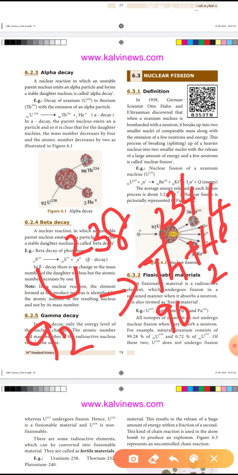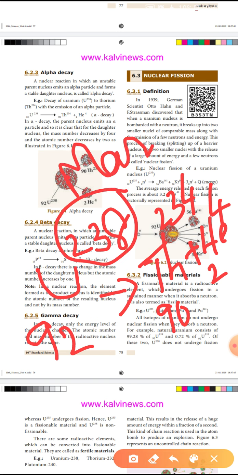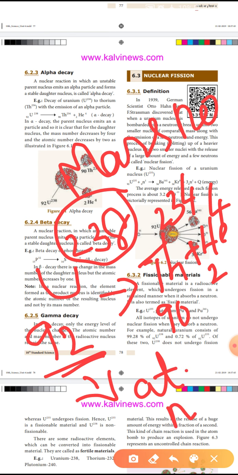So this parent nucleus, uranium-238, mass number decreases by 4. 238 is the mass number, 92 is the atomic number. This mass number decreased by 4, so it forms a daughter nucleus, that is thorium. Thorium is 234. So 238 is the parent nucleus, 234 is the daughter nucleus.